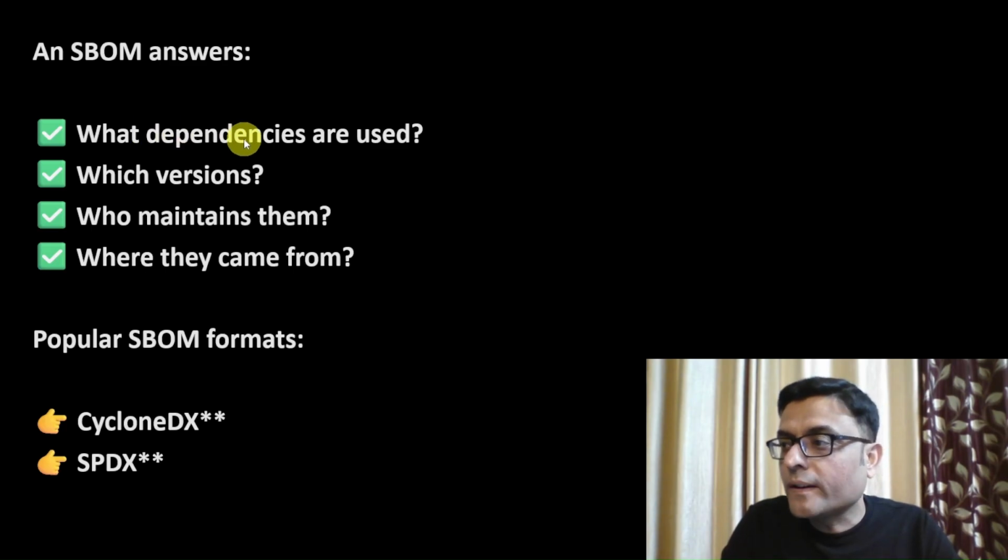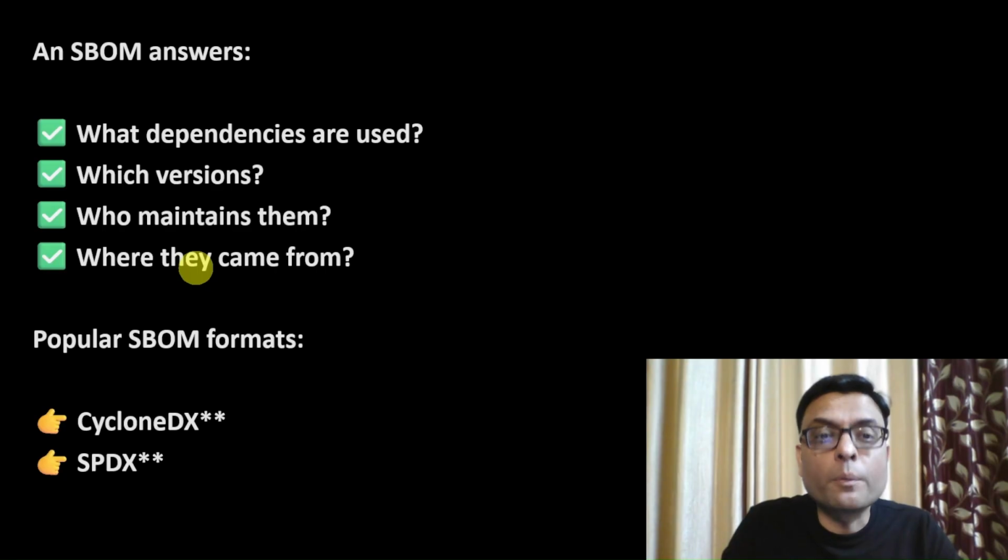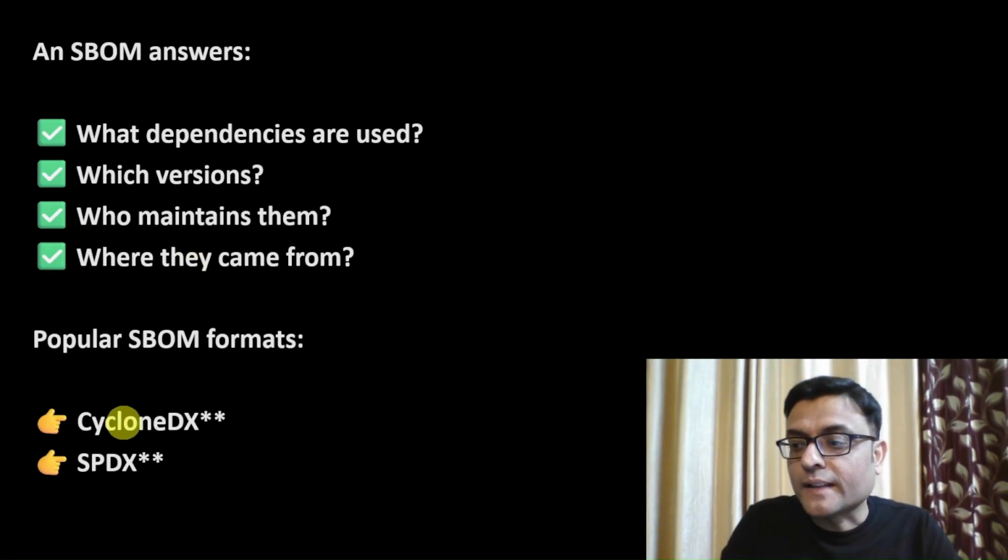SBOM stands for Software Bill of Materials. Think of it as an ingredient list for your software. An SBOM answers what dependencies are used, which versions, who maintains them, and where they came from. Some of the popular SBOM formats are CycloneDX and SPDX. Many regulations and enterprise standards now require an SBOM for software delivery. After AI generates code, your first security step should be generating an SBOM.